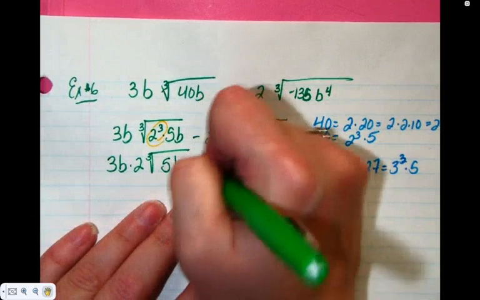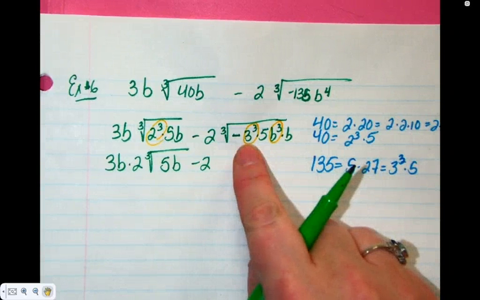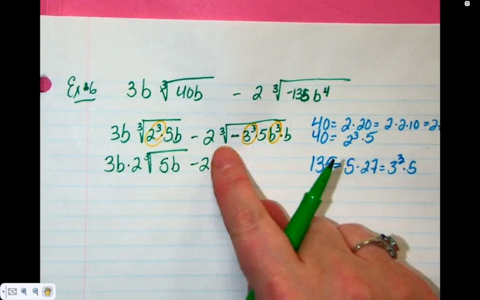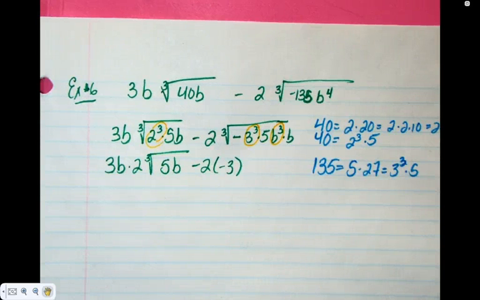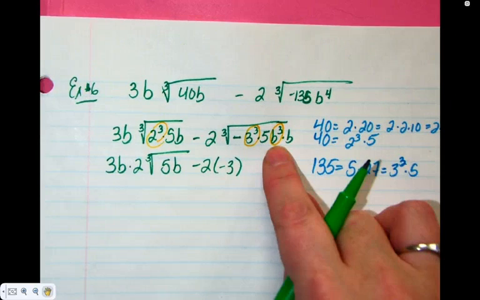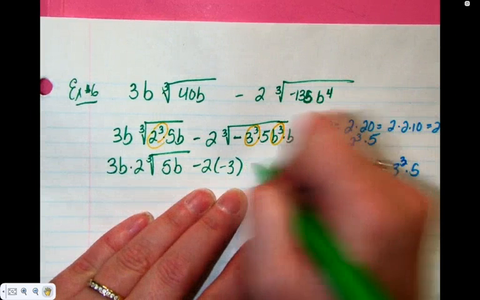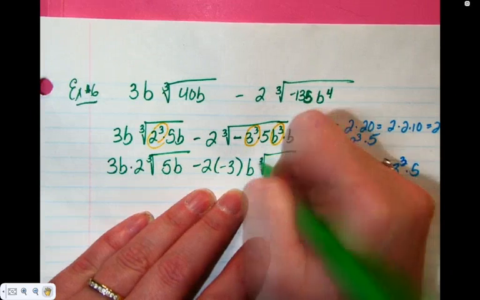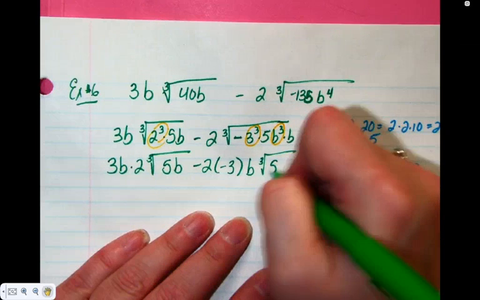Then I have the negative 2 that's already there. What happens to this negative 3 cubed? I'm going to bring the negative with him, so I'm going to bracket him and I'll deal with it later, but that negative's just going to tag along. What happens to the b cubed? Just b. Thanks, Ethan. And what's left under here? A 5b.